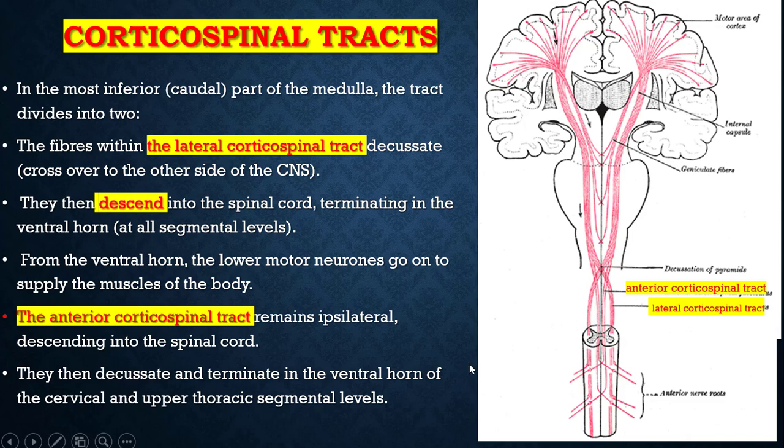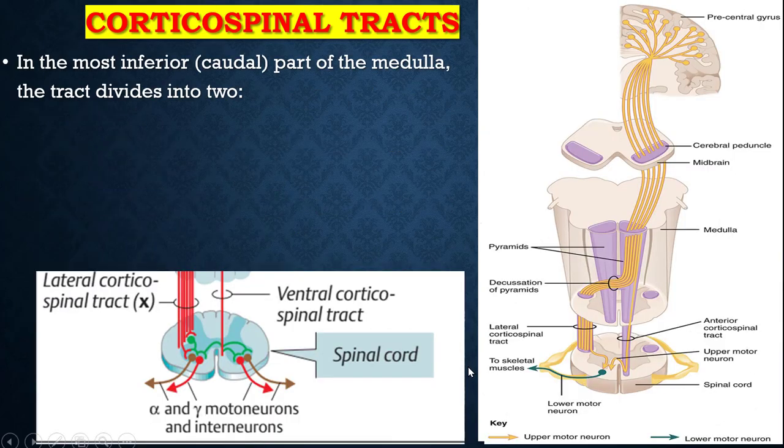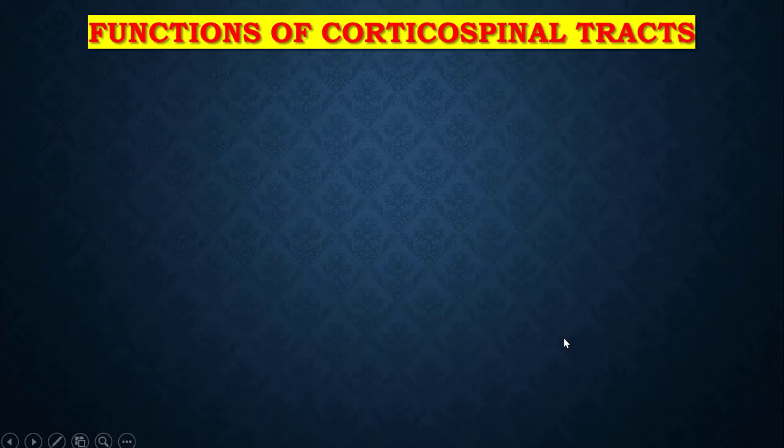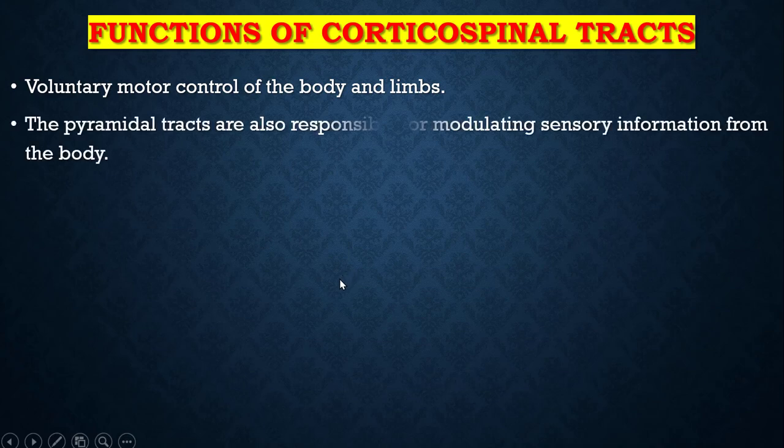In the most inferior caudal part of the medulla, the tract divides into 2 parts. The fibers within the lateral corticospinal tract decussate, crossing over to the other side of the CNS. Function of the corticospinal tract: voluntary motor control of the body and limbs. The pyramidal tracts are also responsible for modulating sensory information from the body.